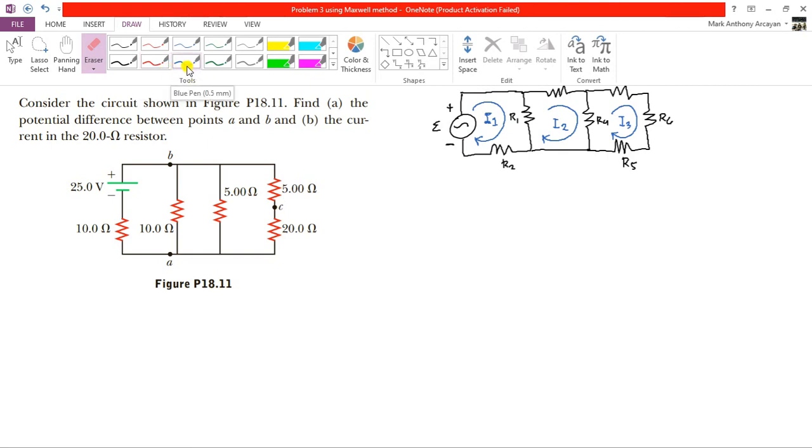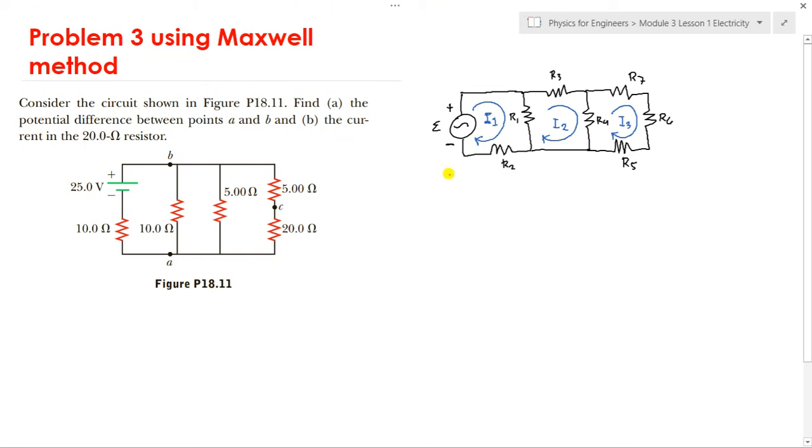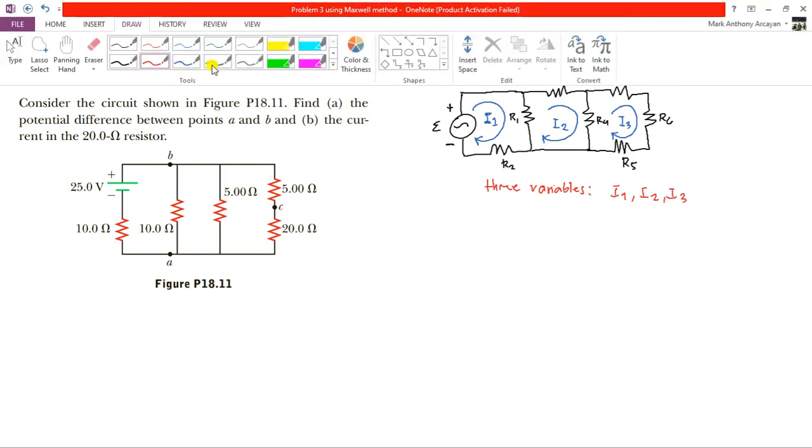So how does Maxwell's method work? In this example, we have three unknowns, three variables: I1, I2, and I3. And it's also perfect because with these 3 unknowns, obviously we can derive 3 equations because we have 3 loops here. So let's start with the first one. Again, first loop.